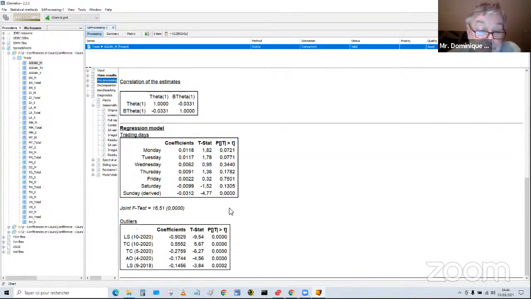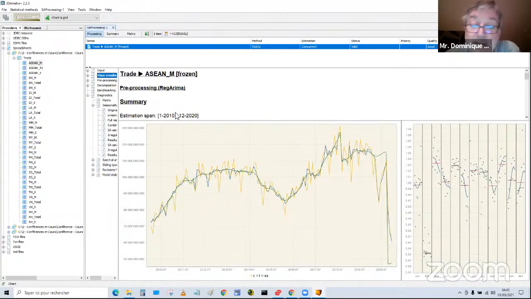Second thing, if I have a look at the outliers, I have 5 outliers, 4 of which are in the last year, 2020, so linked to the COVID effect. I told you that I do not like the transitory changes very much. So let me check, let me try something. You know, I love to play with the software.